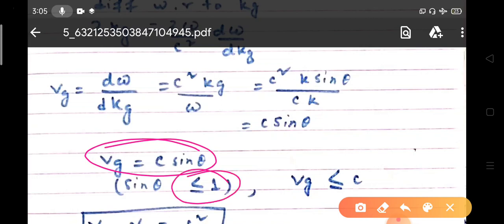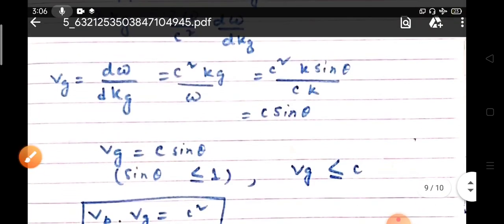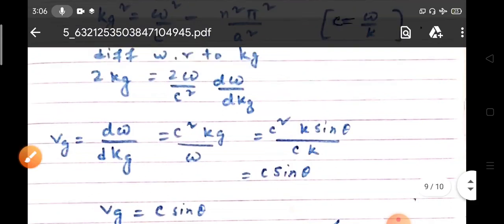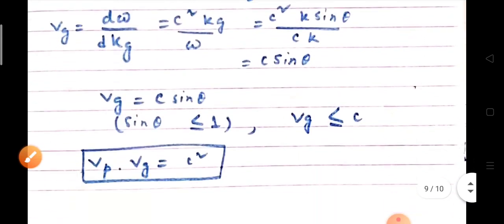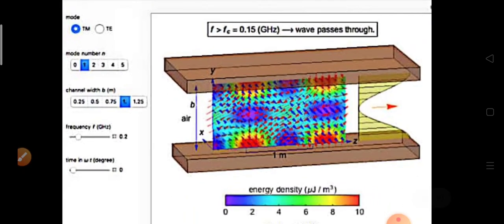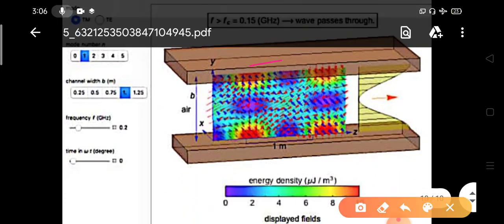Now sine theta is always less than or equal to 1. So Vg is always less than c, or at maximum it can be c. Another interesting point is that Vg into Vp, from this relation, is c square. So this is the visualization that whenever the electric field is confined in a certain region, between the plates of conductors, the energy distribution is like this.